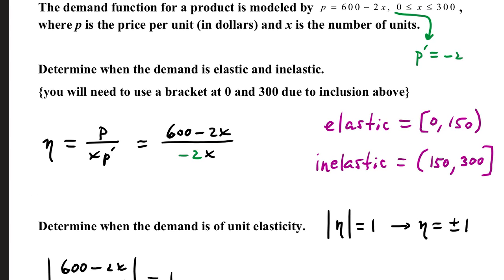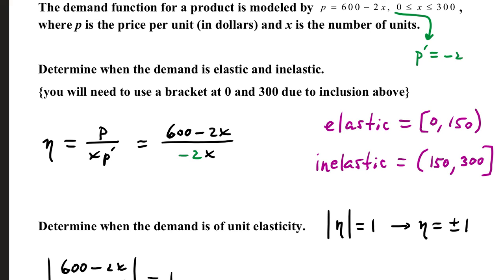And finally, one more example. The demand function for a product is modeled by P equals 600 minus 2x. I quickly jotted down the derivative underneath here. P prime is going to be negative 2. That P prime is always the derivative, and it's usually the coefficient of your x. Determine when the demand is elastic and inelastic.